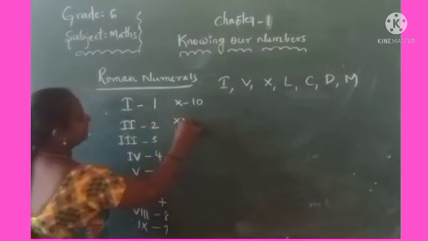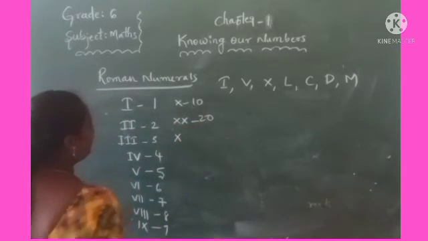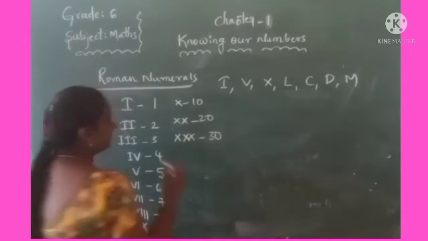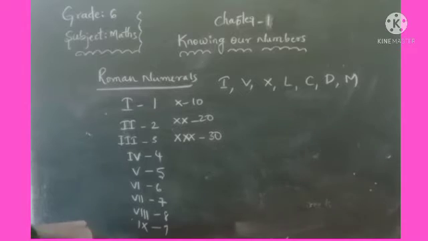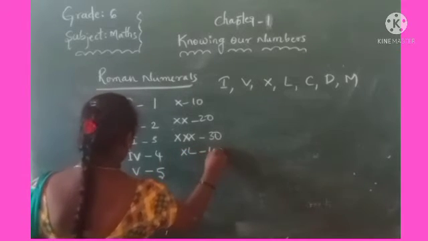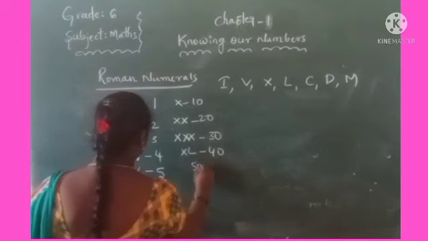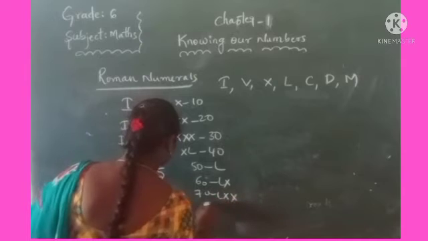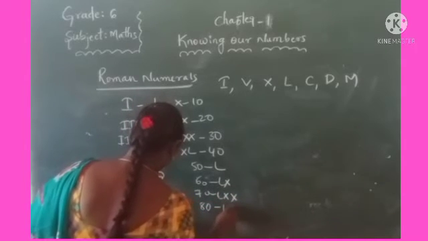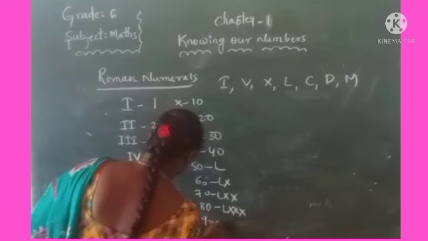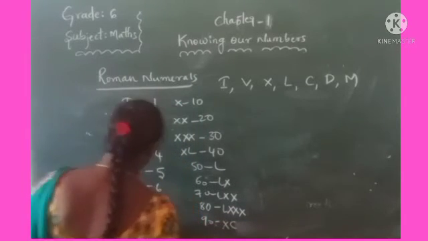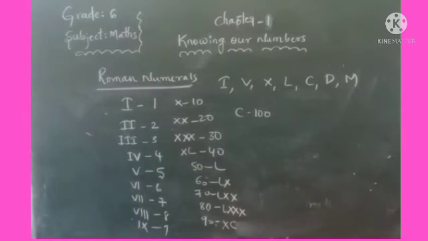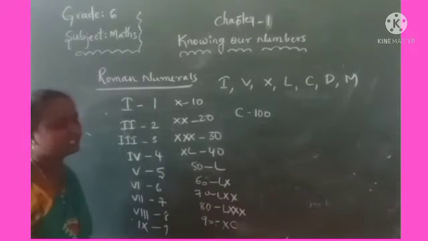So after that we can write for 20. So for 30 how can we write here? 3 times X. For 40 we can write it as XL. XL is the 40 and 50 is L, 60 is LX, 70 is LXX, 80 is LXXX, for 90 XC. For 100 the value is C.